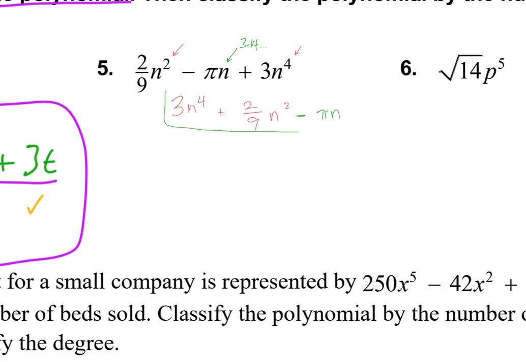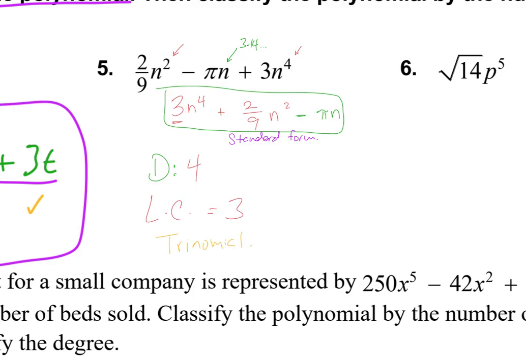So this is in standard form, and I'll write that here. This is the standard form of that one, okay? And then next, we want the degree. The degree is going to be 4. How come? Because of that right there. Biggest exponent on a variable. And then the leading coefficient is going to equal 3 right there. And then this is a trinomial. Because again, there are 3 terms. 1, a 2, a 3.